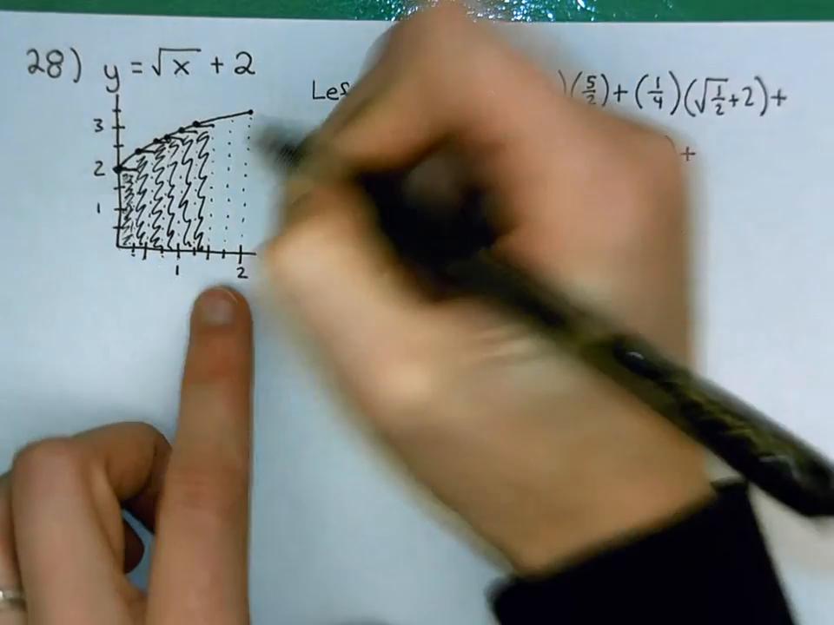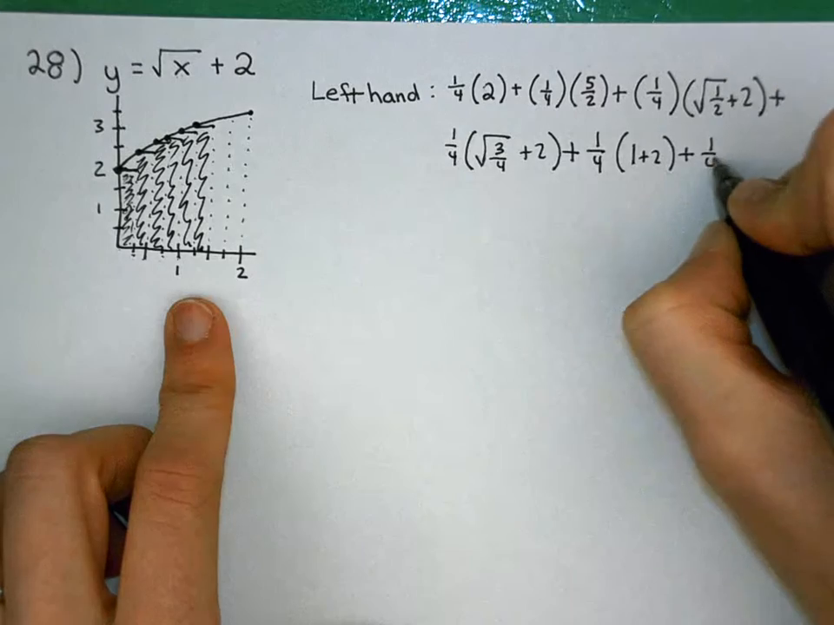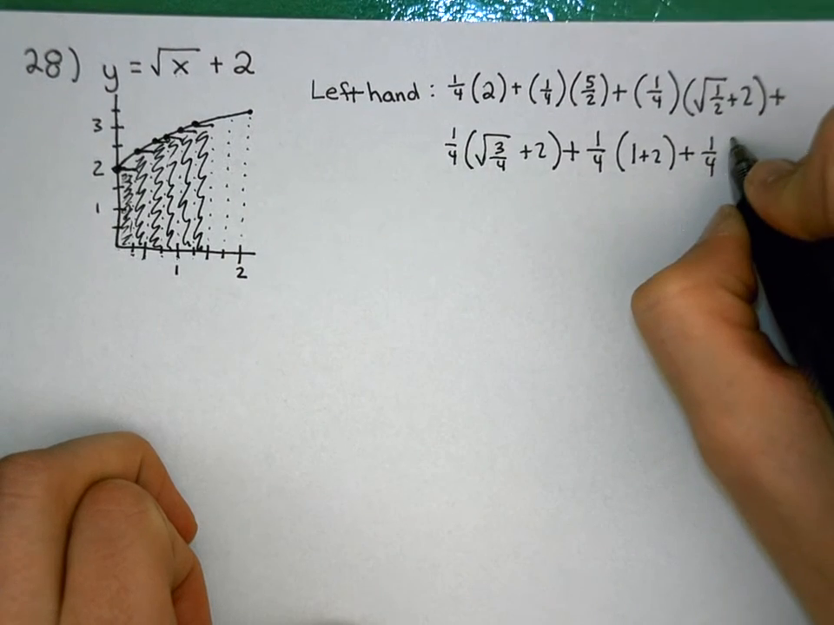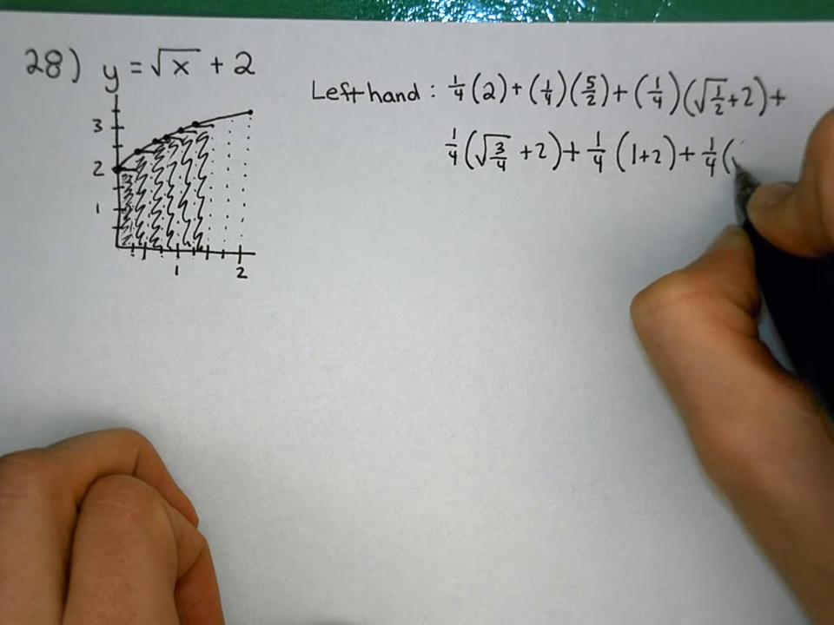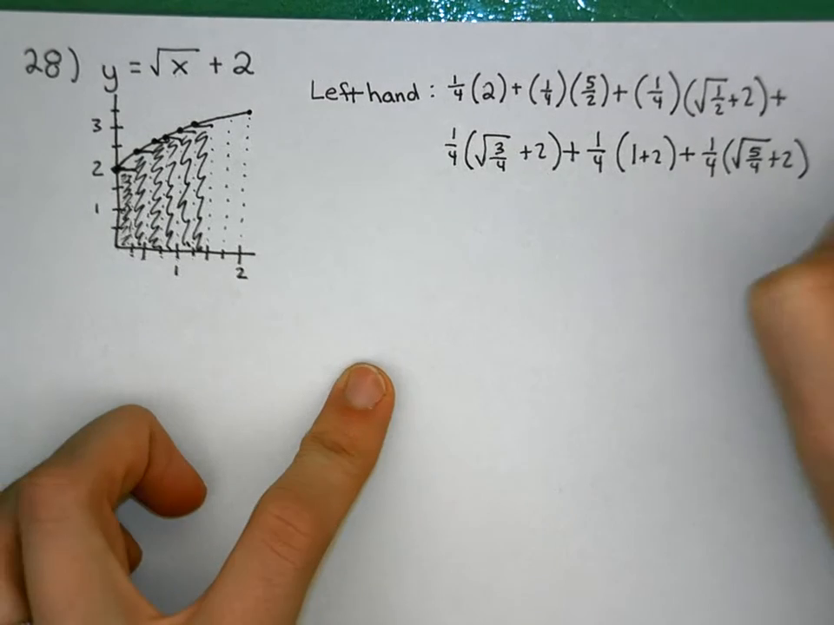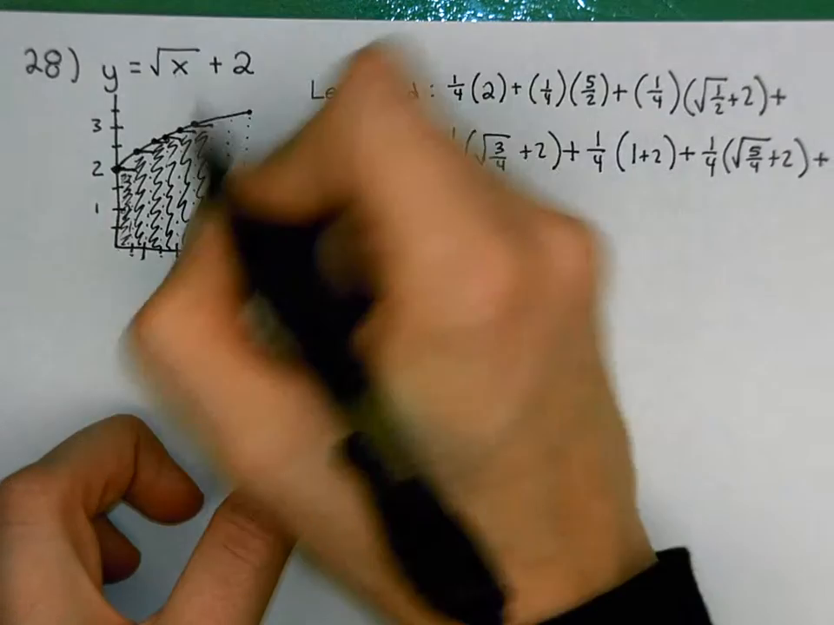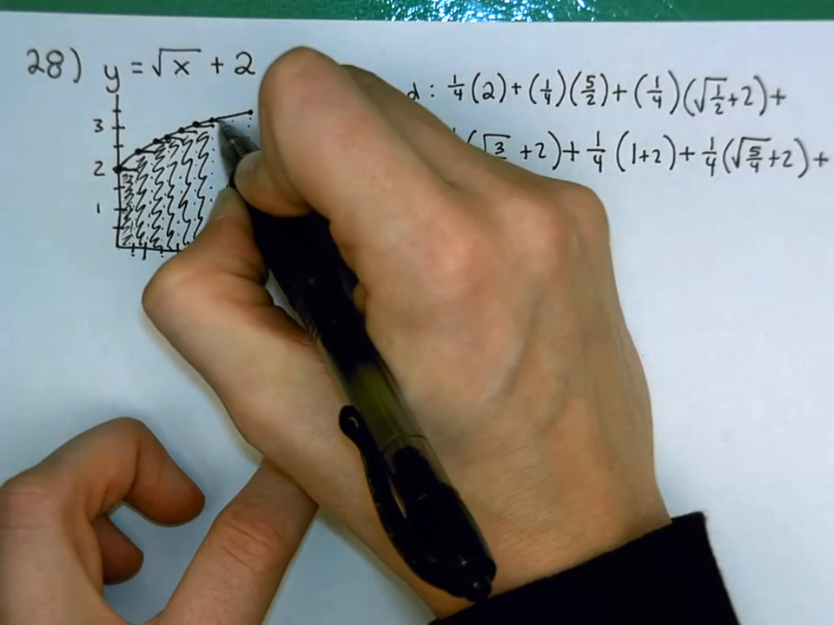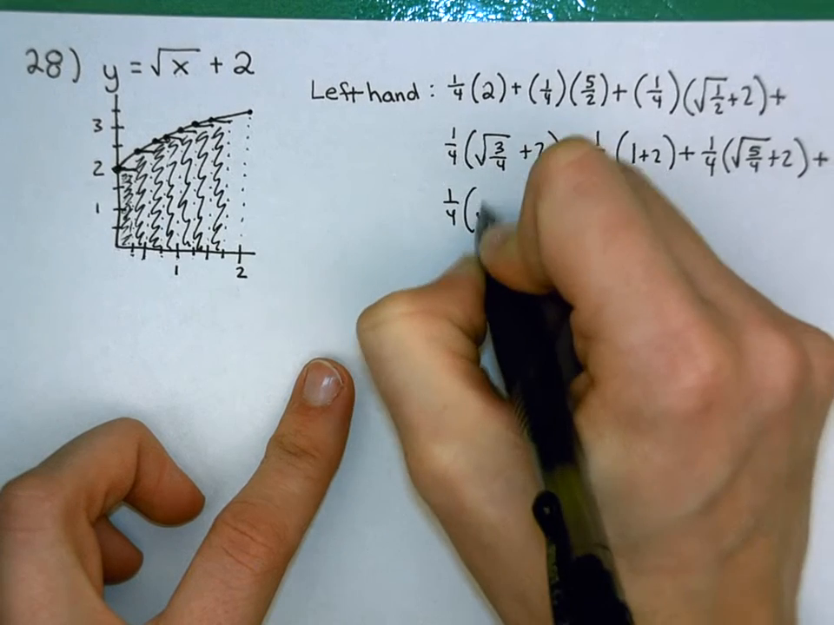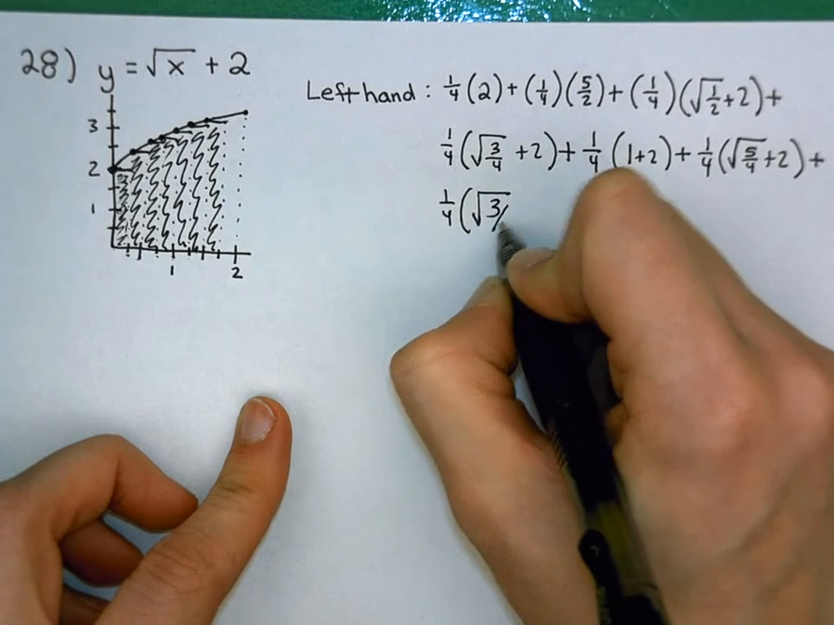Our next left-hand point is going to be using 5/4. So 1/4 is still our base. That's the distance from 5/4 to 3/2. And then our height is going to be the square root of 5/4 plus 2. Okay, we have 2 more to go because we have 1, 2, 3, 4, 5, 6 subintervals so far. We know we started with 8. And so we have 1/4. Plug in 3/2 now because that's my left-hand x value of that subinterval.